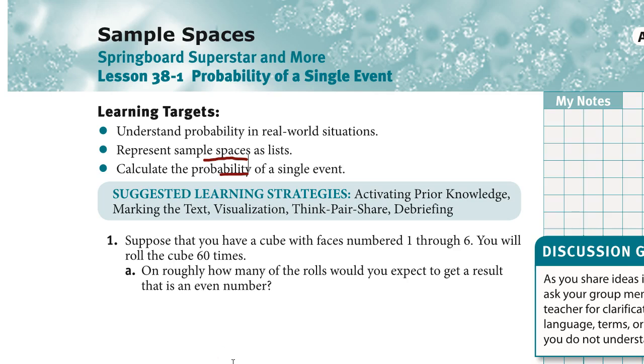First thing we should probably do is define what we mean by probability of an event. Probability is a number used to express the chance that something is going to happen.